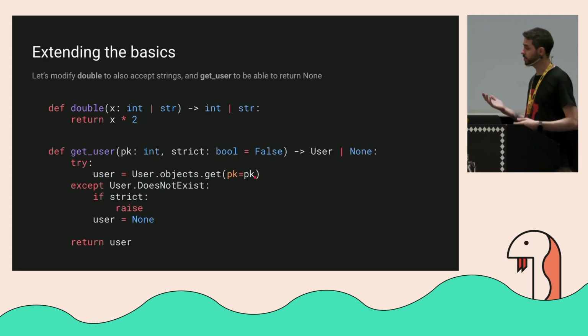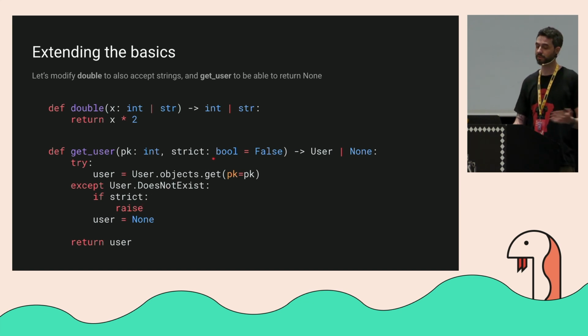We can try to extend it to make it so double can actually work with strings as well. Like we can multiply a string. Get user, we can modify it to make it strict or not. So if the user doesn't exist and it's not strict, we return none. Otherwise, we raise an error. So that means that we can either get a user or none here.